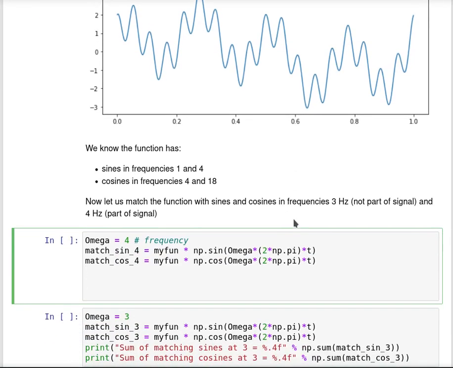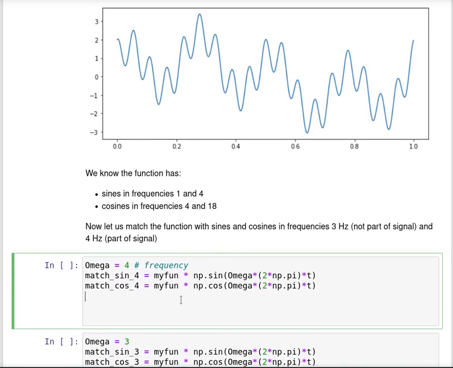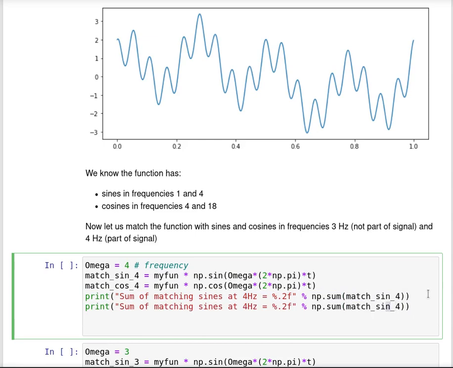And then to see how many points in this function and this function match each other, I'm going to print the sum of matching sines at 4 Hertz. It's going to be equal to the sum of match sine at 4. So basically I'm just summing every product that was computed here, and I'm going to do the same for the cosine.